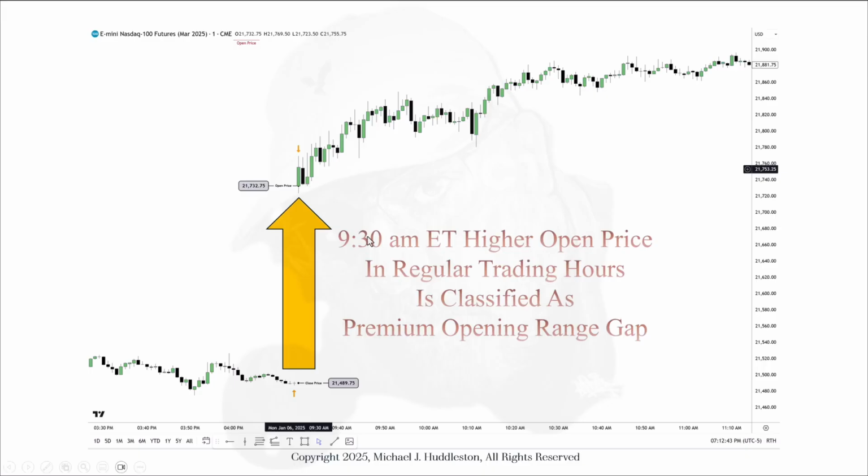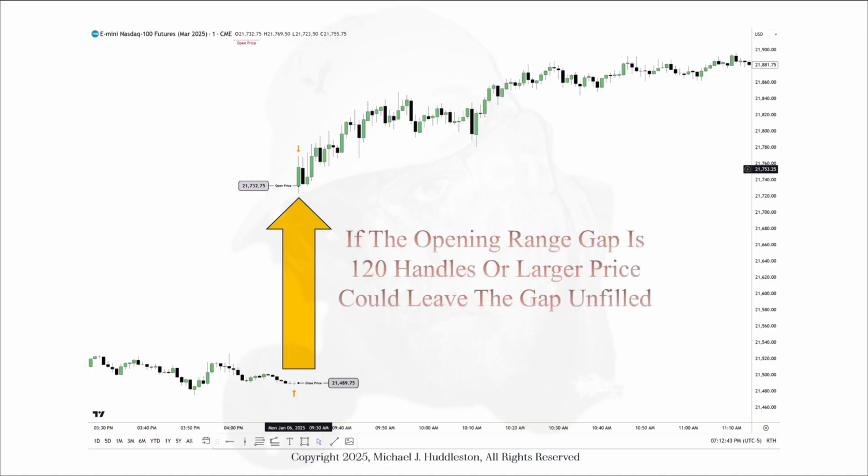9:30 a.m. Eastern time, a higher opening price in regular trading hours is classified as a premium opening range gap. The opening range gap is 120 handles or larger. Price could leave the gap unfilled.